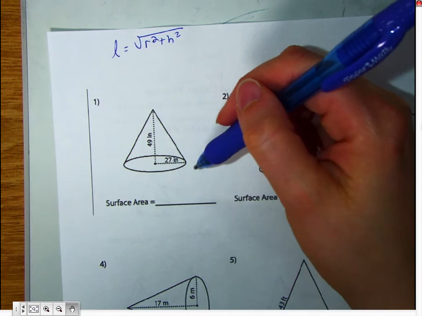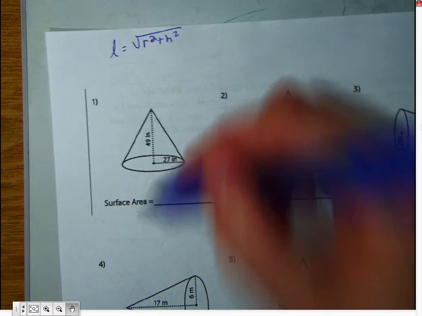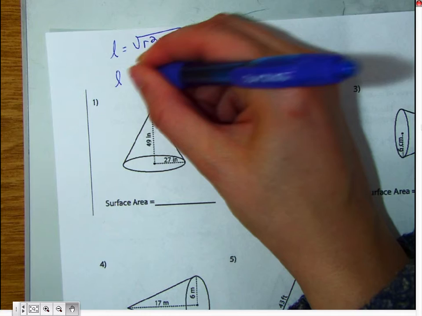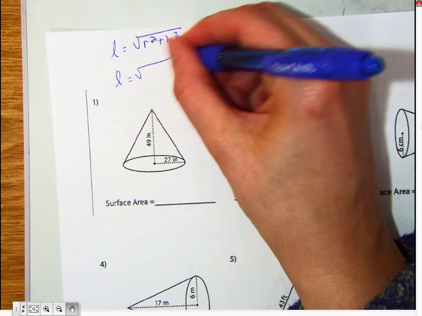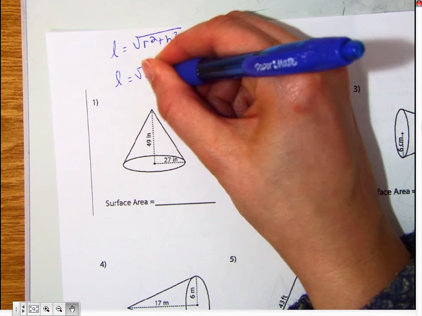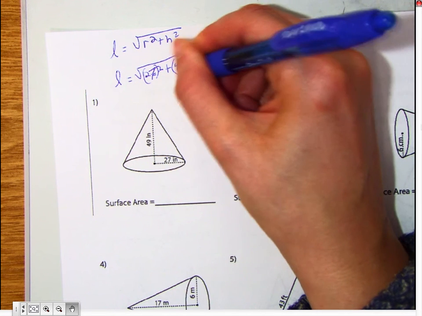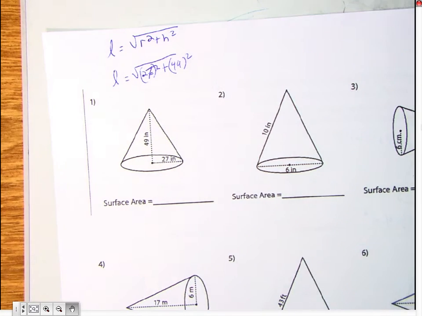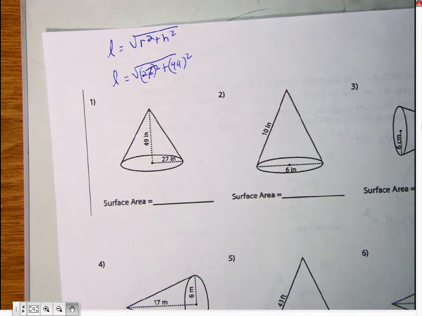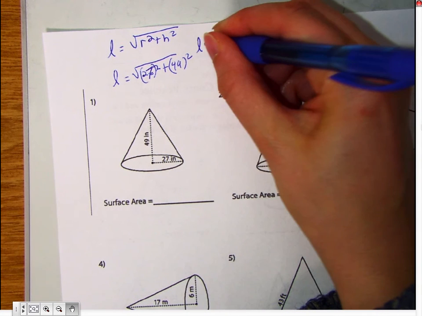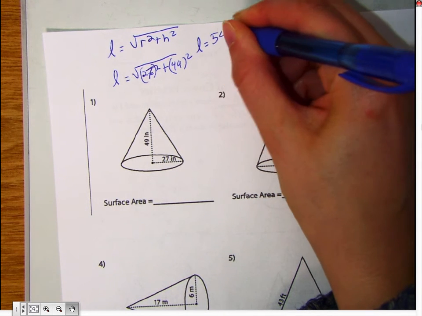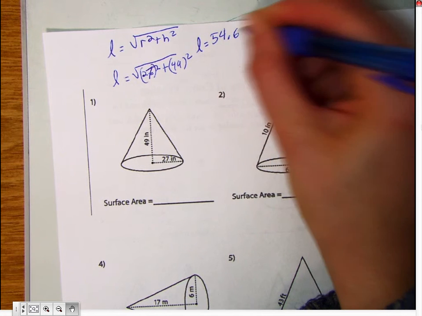Okay. So I'm going to say slant height equals the square root of 27 squared plus 49 squared. Just stick it in my calculator. Square root of 27 squared plus 49 squared. And I get the slant height equals 54.6 inches.